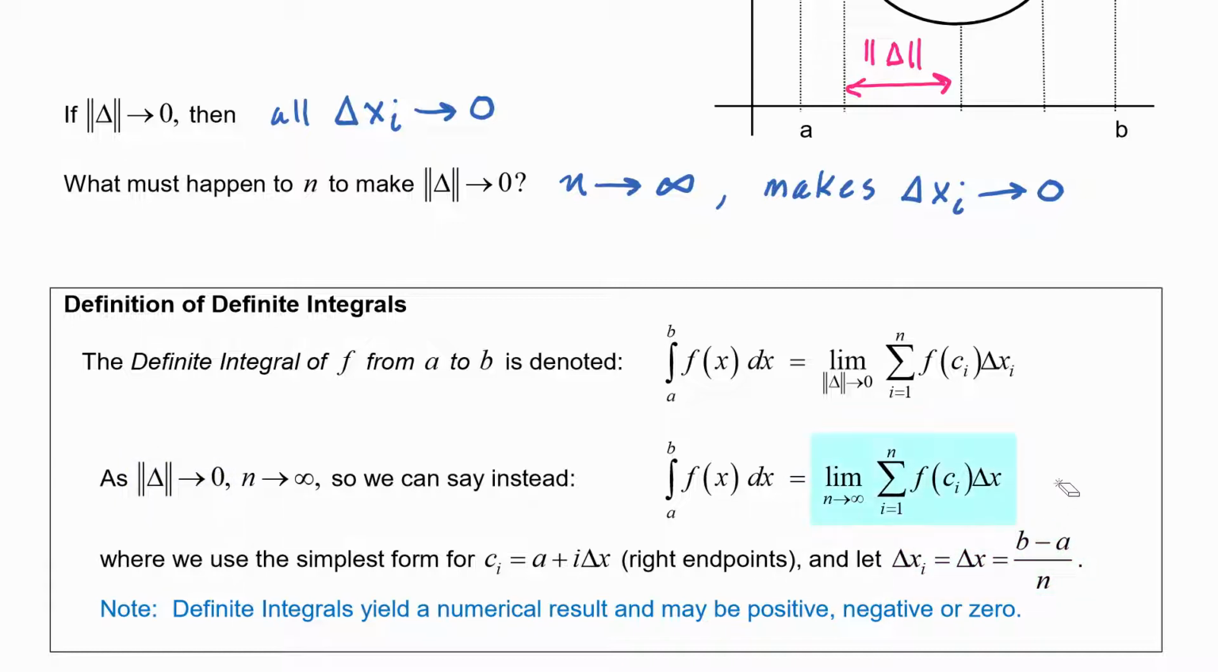Computing this limit is typically easier than trying to compute this limit. So that's the motivation for wanting to do it. A definite integral then is defined to be this infinite limit of a summation. Now it's important to note that definite integrals yield a numerical result and may be positive, negative, or 0.